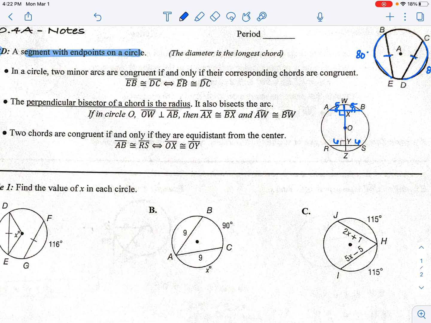And, all right, we have here two chords are congruent if and only if they're equidistant from the center. So XO would have to be the exact same as OS.